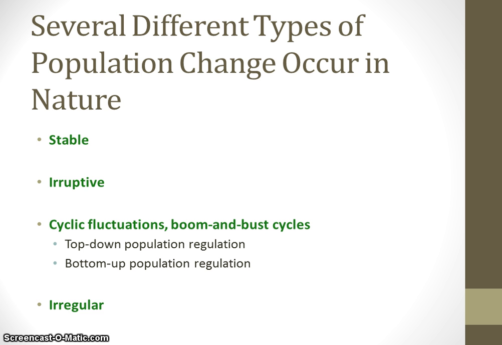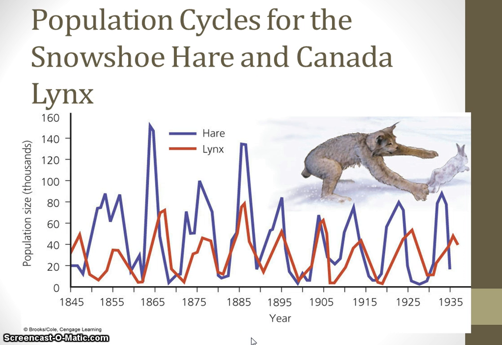The last type of population change in nature is irregular, and it is precisely what it sounds like. It's irregular. There's no rhyme or reason to what we see, and we can't figure it out. It doesn't look like cycles.